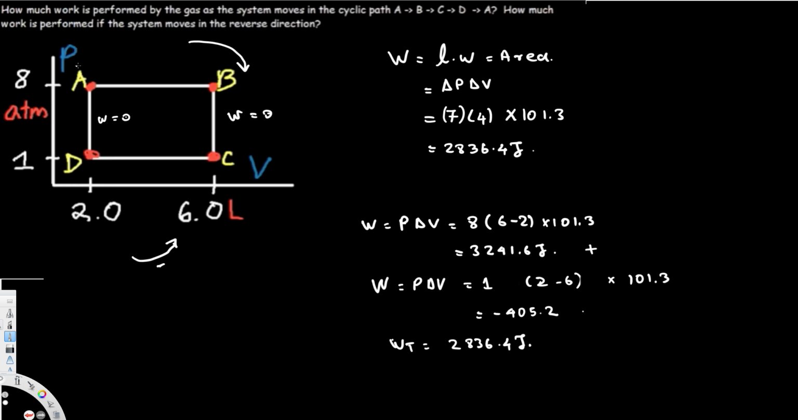Also, there's a connection. Whenever we have a PV diagram, if it goes from left to right, it's always positive. If it goes from right to left, it's always negative. So these are the things we can consider to do these kinds of problems.